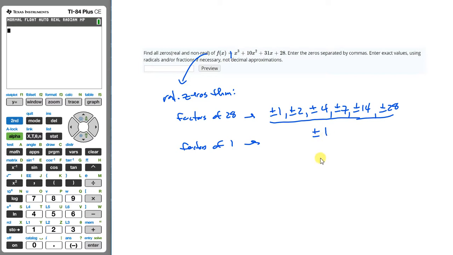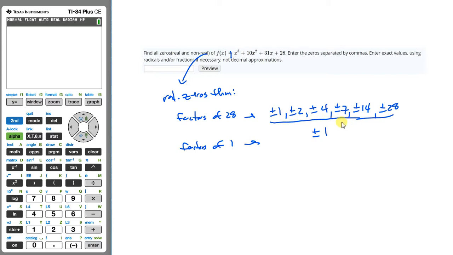Just 1. Okay? So that means that all of these ratios, all these possible ratios of a number from the top divided by a number from the bottom would be the potential rational zeros. If this function has a rational zero, it doesn't mean it will. It could have those crazy square root irrational zeros, or even imaginary so-called complex numbers as zeros. But if it has rational number zeros, they'll be on this list.